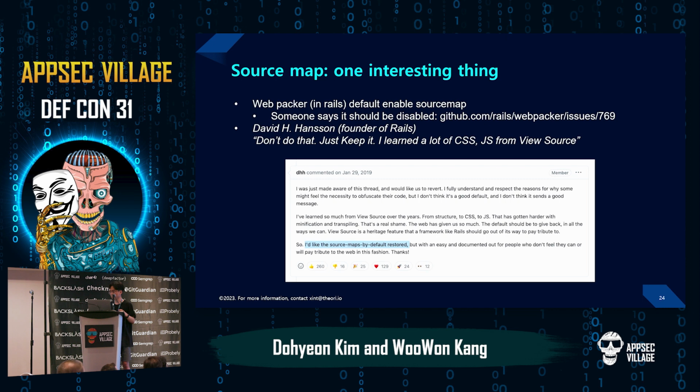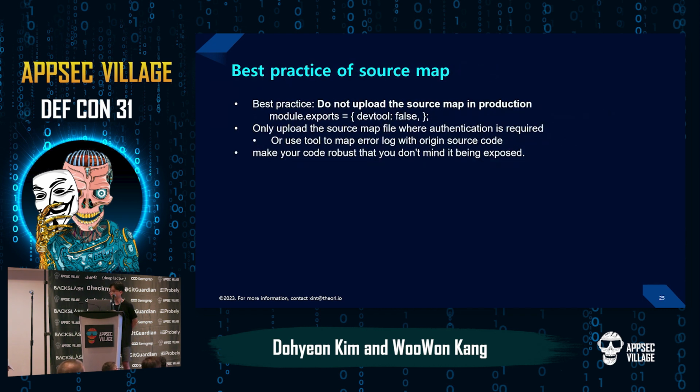Then, what should we do? Let me suggest a best practice for it. The most important thing is to not upload the source map in production. This can be done with just one line like this: module.exports, devtool, false at first. Or you can upload the source map file only where authentication is required. That means there are some services to upload the source map and track errors, and these can only be accessed by authenticated users. Or use a tool to map the error log with the original source code, and ideally make your code robust, so you don't mind it being exposed.